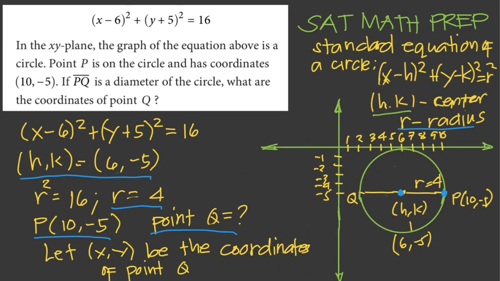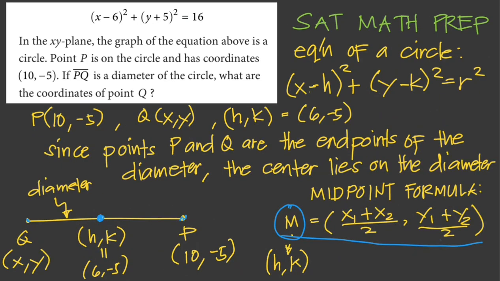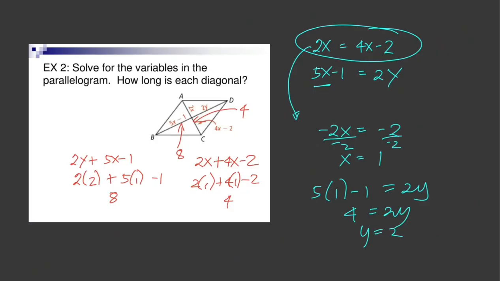So let's go back to our drawing. So point Q is here. So this is (2, -5), which is also 4 units from the center of the circle.